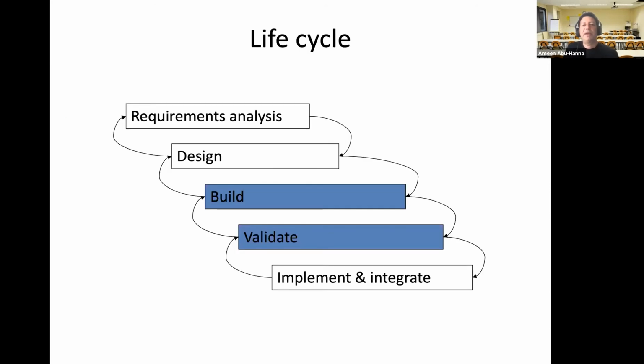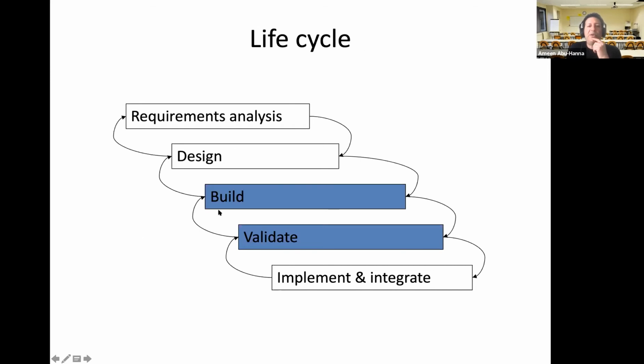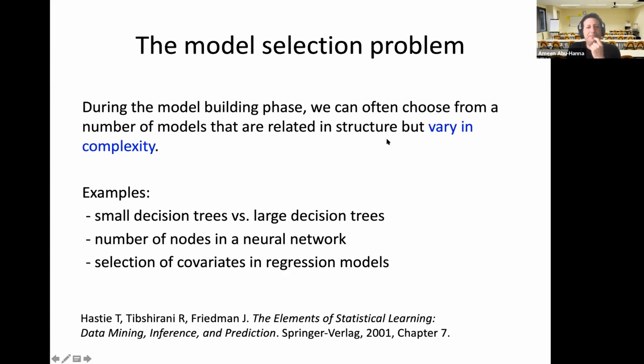So let's go back to the life cycle. We saw that performance measures play a role in building the model and in validating it. But I haven't shown you exactly how, I just defined them. So let's see how we use them in building a model. And the important concept here is model selection. So what is model selection?